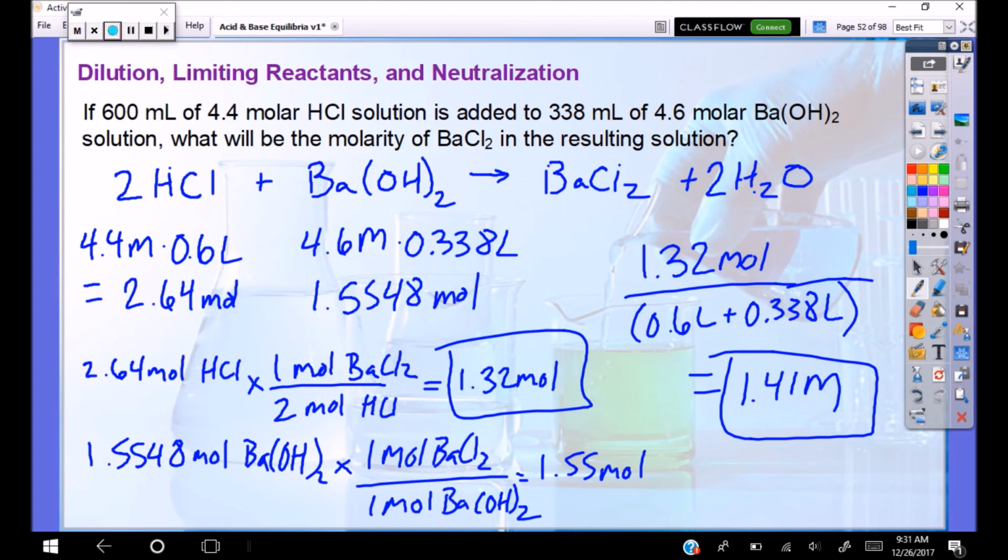It's pretty cool. So you'll see a couple of problems like that on the quest. Realize that they are limiting reactant problems, and you'll have to do a couple extra steps. Okay, that is all for today.